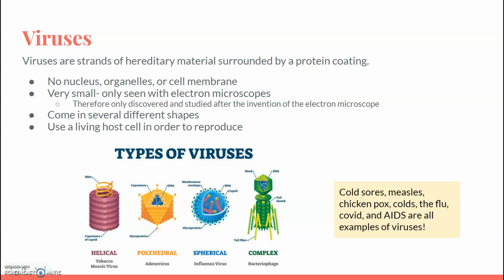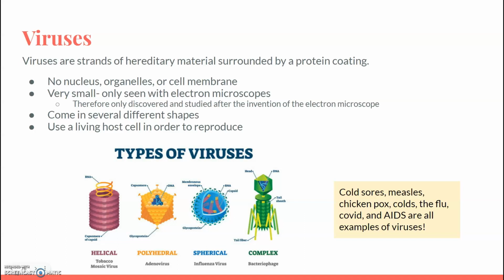All right, Fiona. So now we're talking about viruses. Viruses are strands of hereditary material surrounded by a protein coating. So that means you've got DNA or RNA and then protein surrounding that information. Viruses have no nucleus that we talked about in the slides previously, no organelles, and they don't even have cell membranes. Viruses are very, very, very teeny.